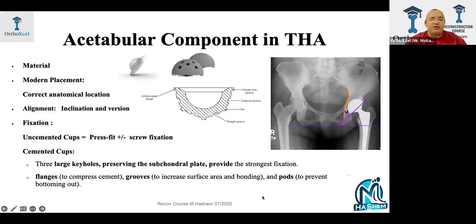Okay, if we go to the cemented cup, it's a totally different story. I'm depending on cementing, so I'm making a bigger hole than the cup. And because I'm making a bigger hole than the cup, I'm using, as I told you, a polyethylene cup. I need to have a flange, and this flange will maintain all the cement inside. I need to have grooves, and these grooves increase the surface area and bonding. And I need to have the studs, and these studs just hold inside the bone, so they maintain the stability of the cup.